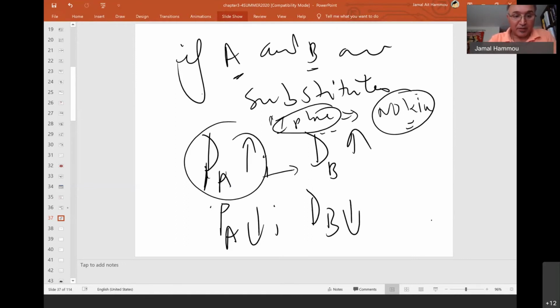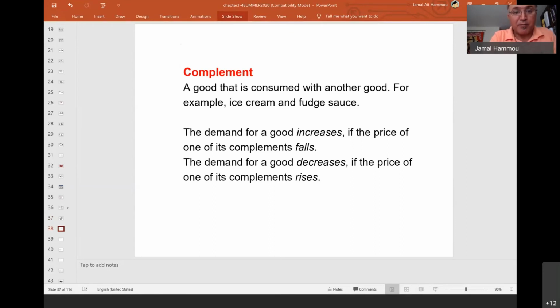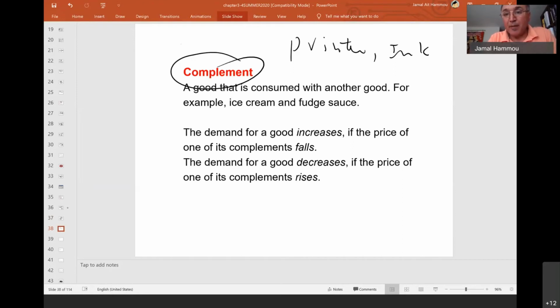So we talked about substitutes. Now we're going to talk about what are called complement products. A and B are complements, they go together. You cannot buy one without the other. You cannot buy a printer without buying ink. So if the price of one product goes up, how does that affect the other product?